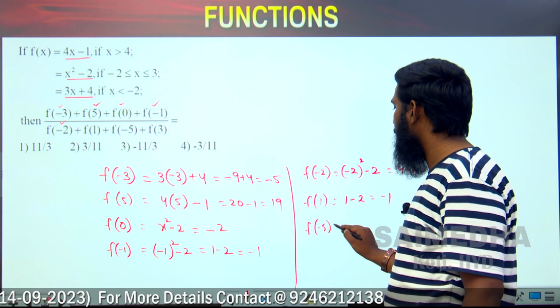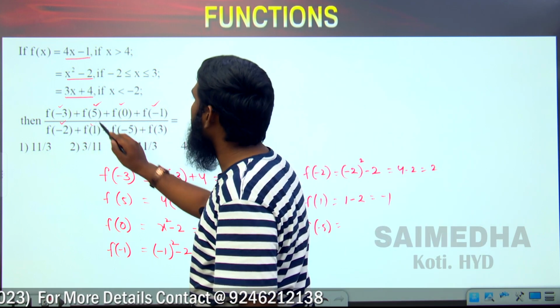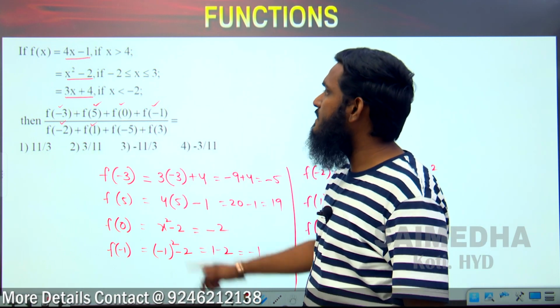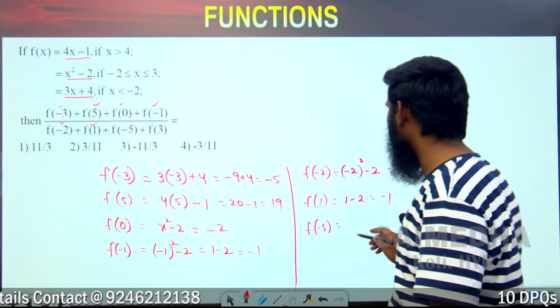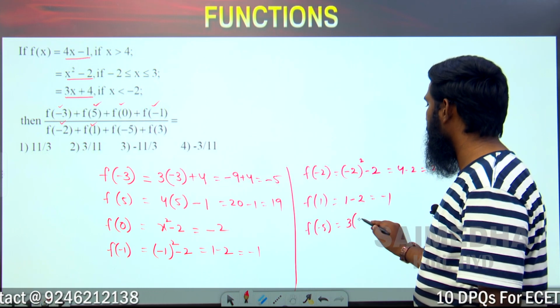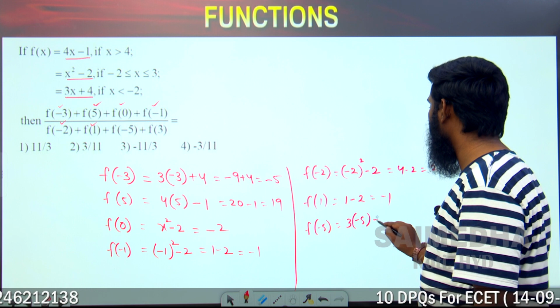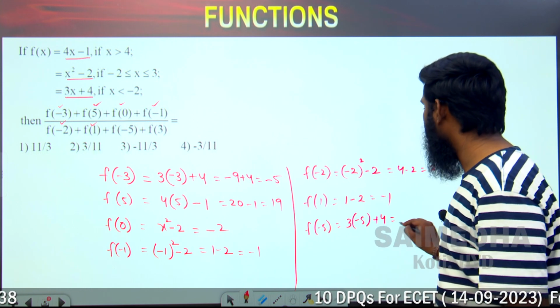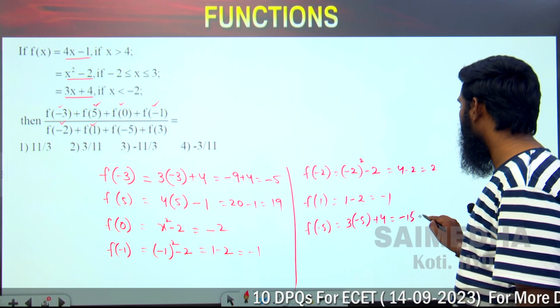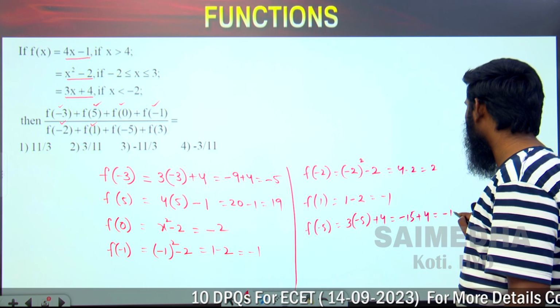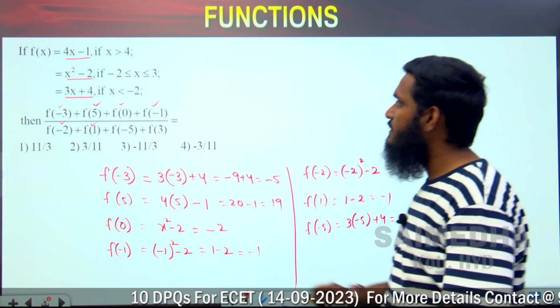F of minus 5, okay. Minus 5 means what do we have to take now? Minus 5 will come under this condition, so 3x plus 4 is 3 into minus 5, which is minus 15, plus 4, it is equal to minus 11, okay, minus 11. This part is also completed.